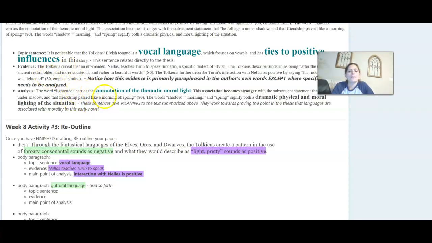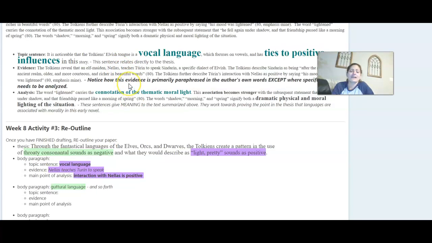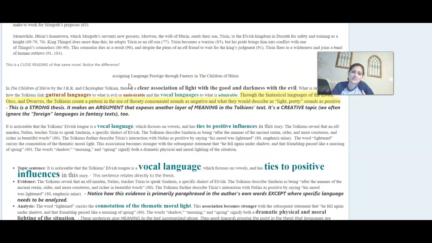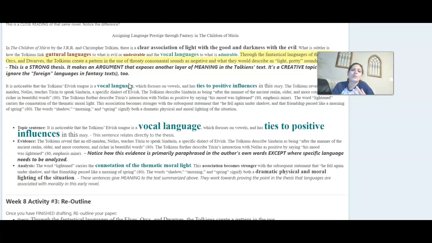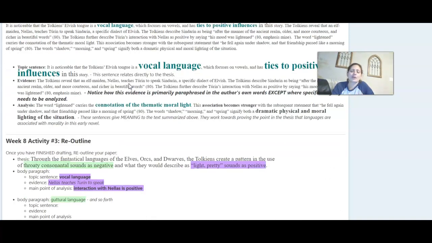This is not at all about summarizing what is said. This is all going towards meaning, proving that this interaction is tied to the idea of lightness and moral goodness. That's the difference of summary and analysis, and the difference between an analysis paper and a summary paper. It's not about what is happening. It's about why do we care? What does it mean? How is it sending a message that is beyond the obvious?